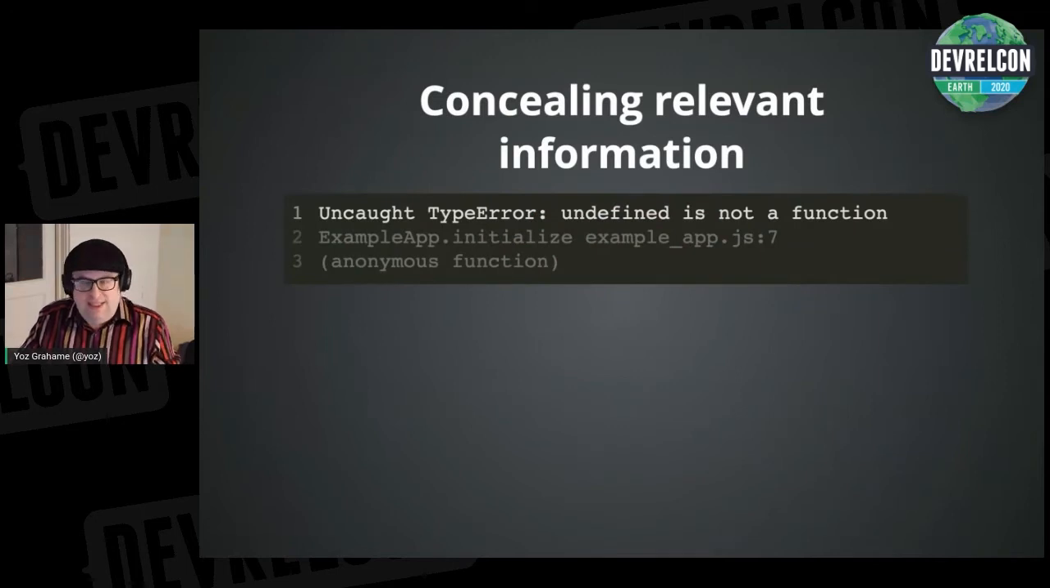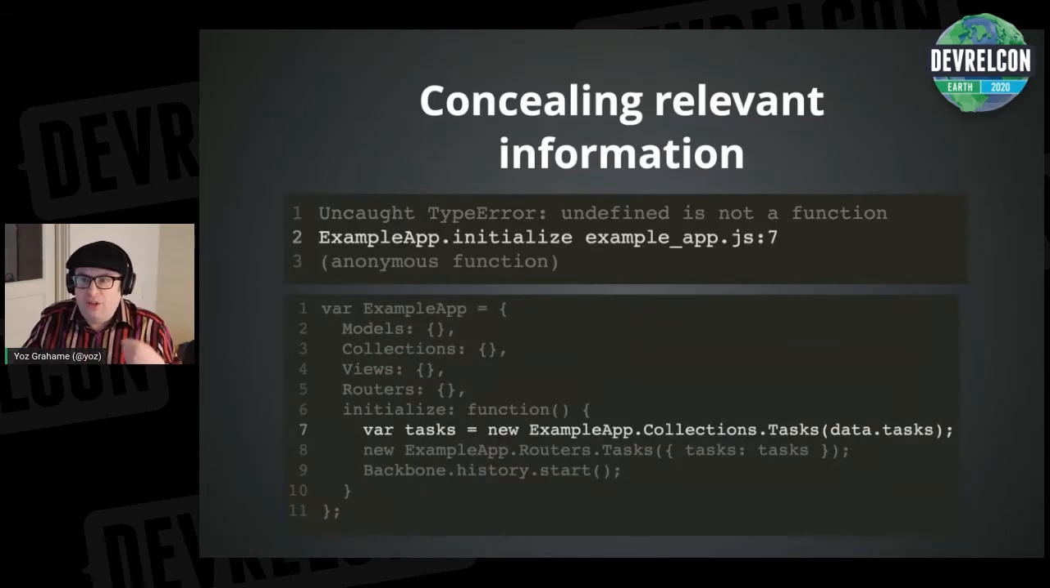So let's start with our old friend JavaScript, right? Undefined is not a function. Anybody who has done significant JavaScript over the years has seen this error, hated this error because it's useless, right? If you then follow the error back to the source code, you can see that the explanation for this error is that example app.collections.tasks is undefined. And it's trying to call it as a function, but the error doesn't say collections or tasks. It just gives you the line number, and you're somehow meant to work out what all that means in relation to the code that you've got there.